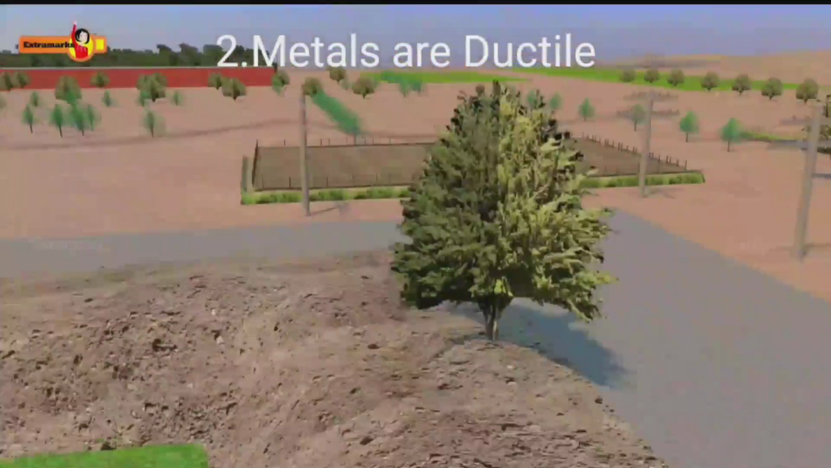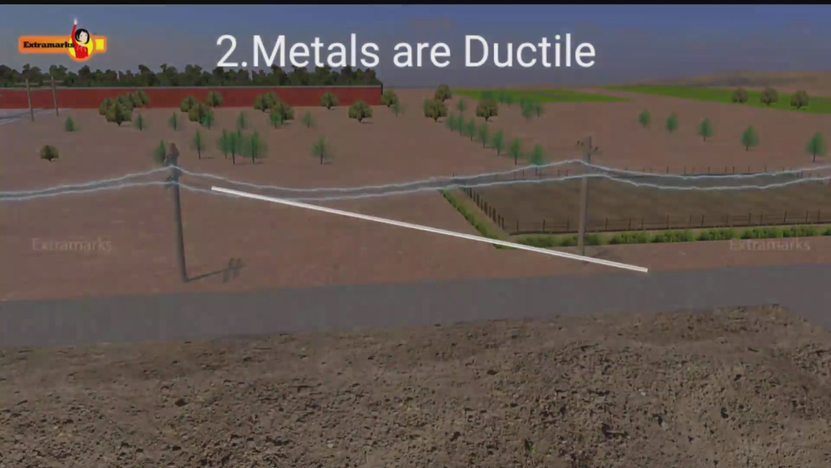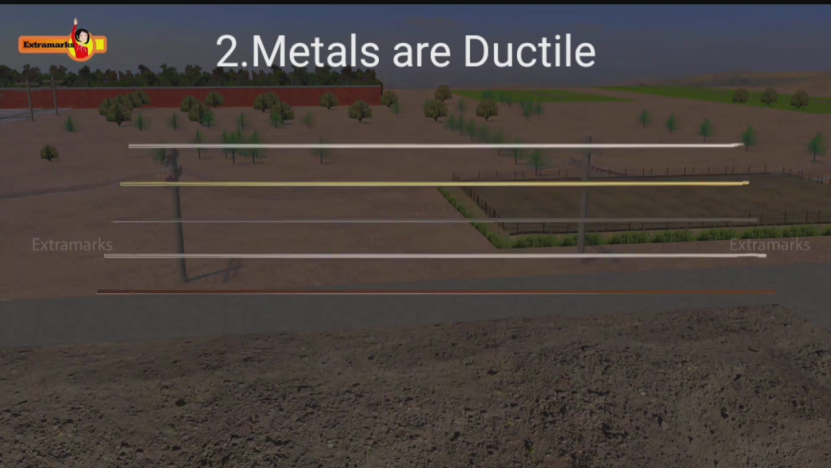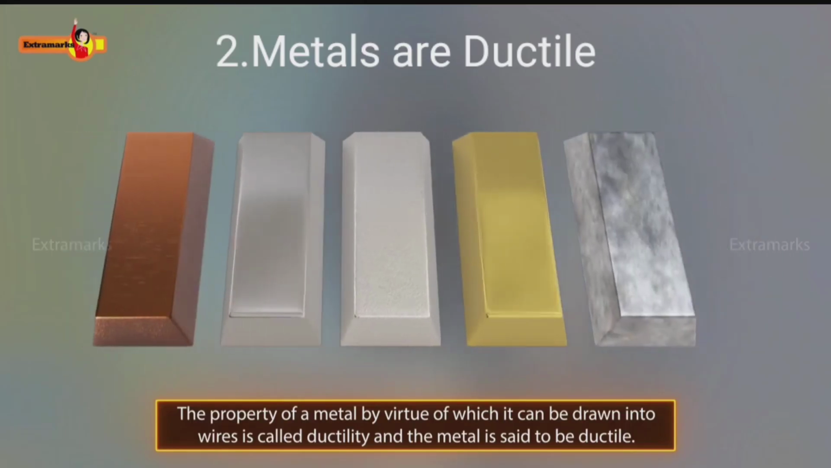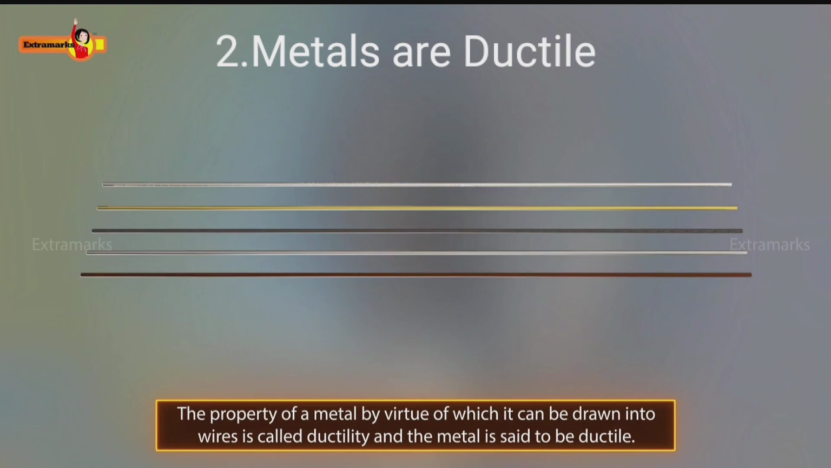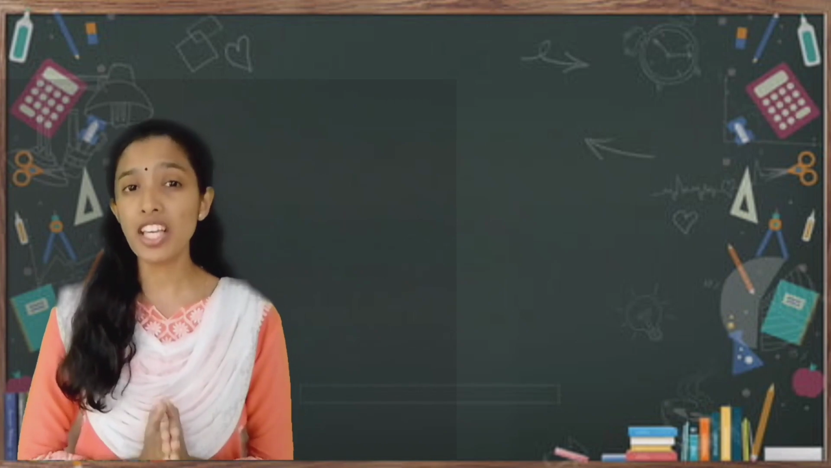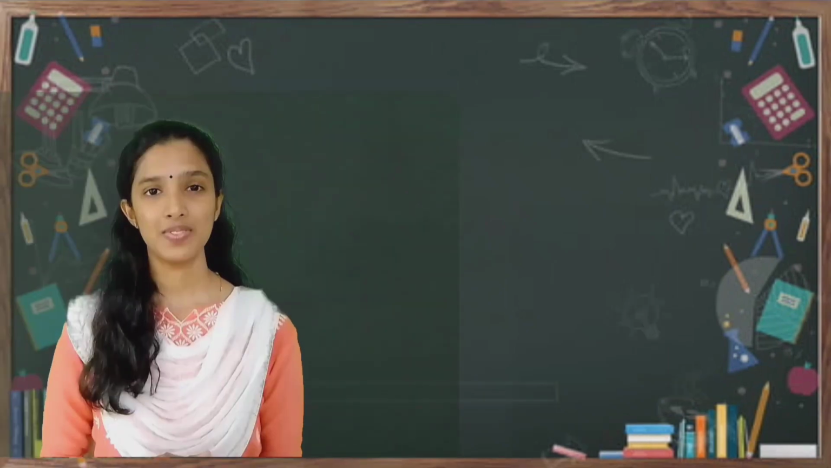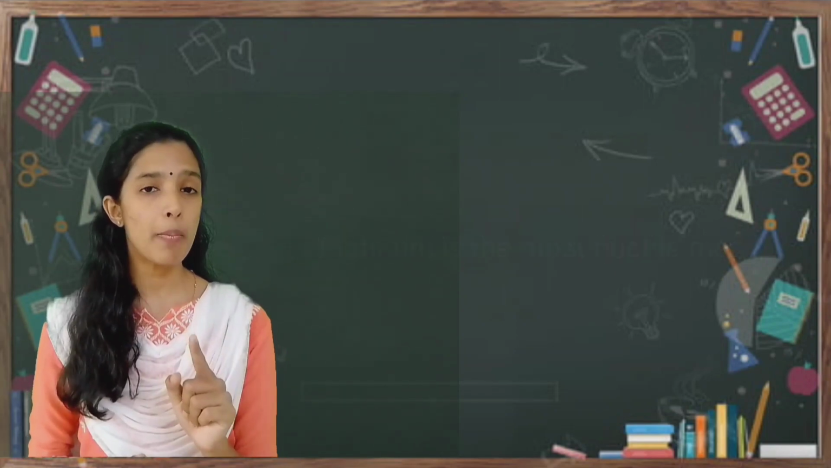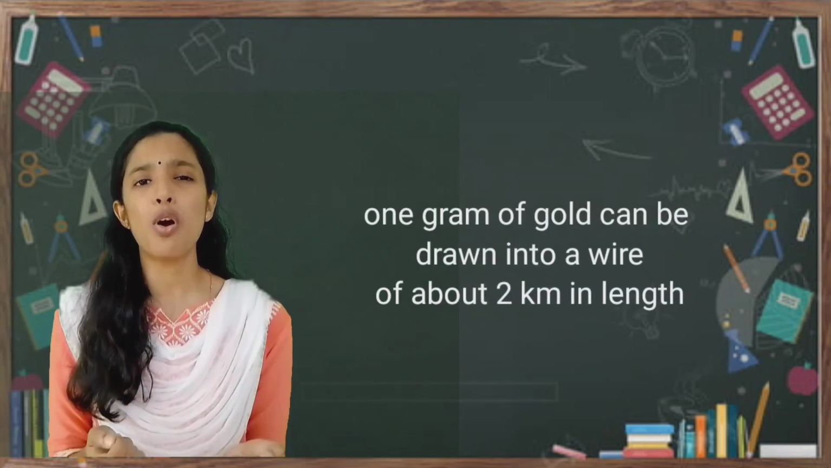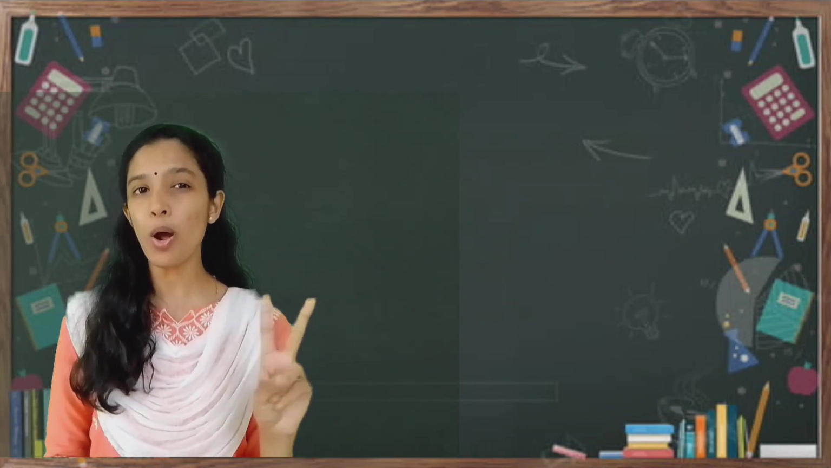The metallic wires you see on the roadsides are the carrier of electricity. These wires are usually made of metals like copper and aluminium. But why only metallic wires? Can't we use non-metallic wires? Only metals can be drawn into wires. This property is known as ductility and the metals are said to be ductile. Ductility is a property of metal by which they can be drawn to thin wires. And you know, platinum is the most ductile metal. And also remember, 1 gram of gold can be drawn to a wire of a length 2 km. Isn't that too amazing? So we have discussed two properties about metals.